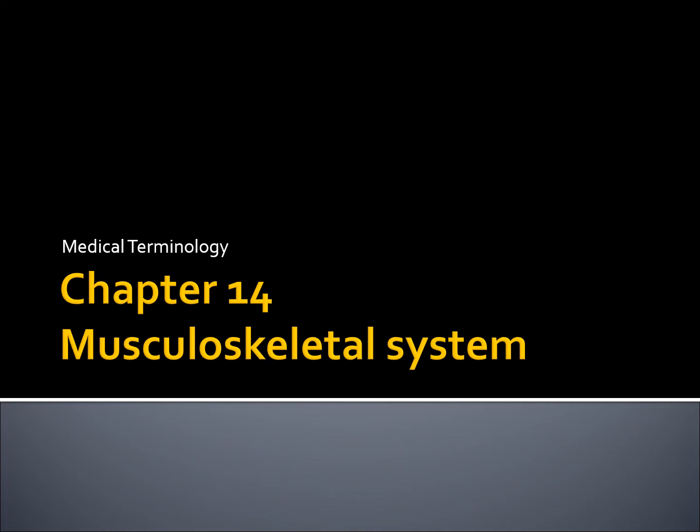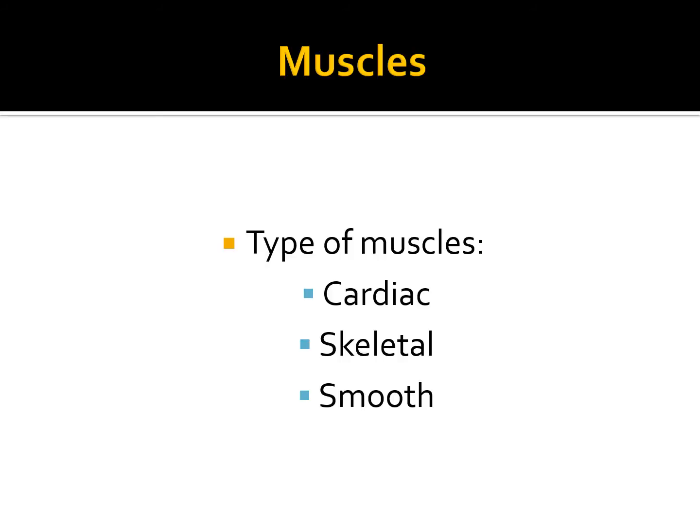Medical terminology, chapter 14, this is the musculoskeletal system. The types of muscles that you are going to need to know on your exam are three types: cardiac, skeletal, and smooth. The other thing that you're going to need to know is whether they're involuntary or voluntary, which means can you force them to move or do they move on their own? So cardiac is involuntary, skeletal is voluntary, and smooth is involuntary.